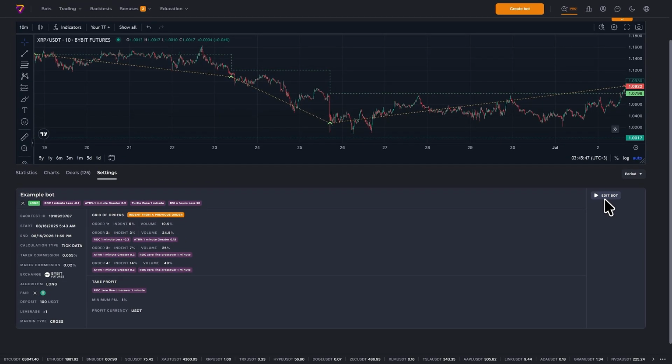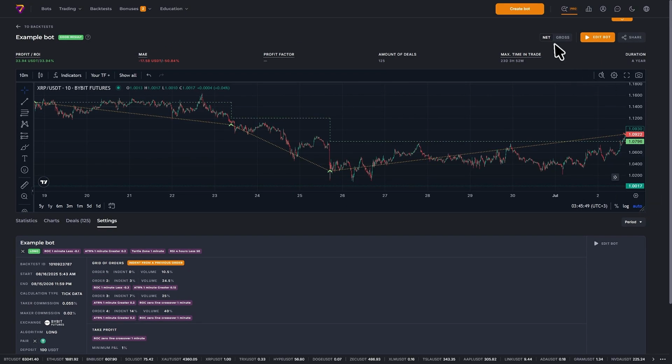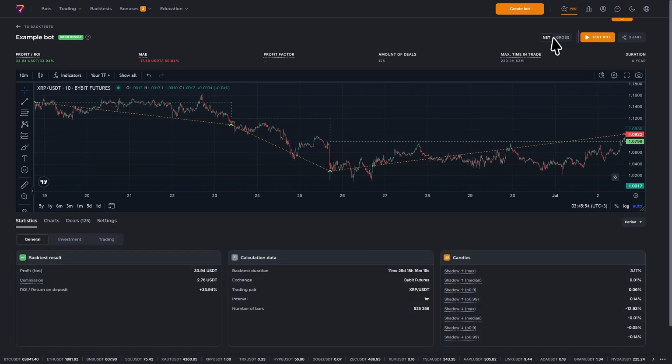Now that we've broken down all the main data, look at the toggle at the top of the screen, right next to the Edit Bot button. This is the net and gross switch. What do these two terms mean? Gross is the dirty profitability of your strategy, the result of all trades before deducting exchange trading fees. Net is your real, final result, after the exchange has already taken its cut for opening and closing orders.